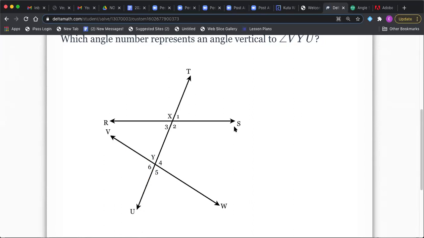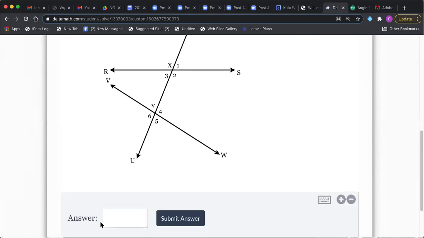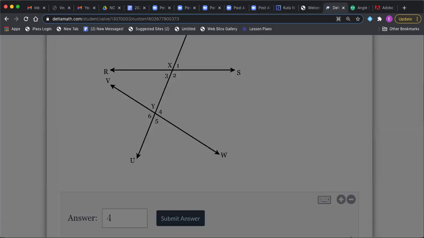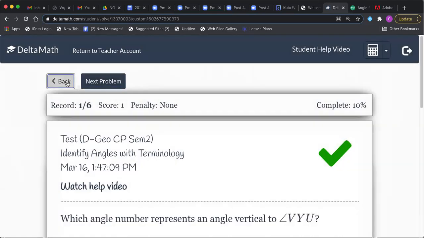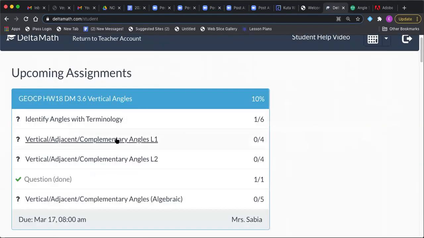They want to know who's vertical to angle 6. So in this diagram, the only one vertical to angle 6 is 4, right? The across the way neighbor. The sides make that nice X. Yes, so 4 is going to be my answer. That's the one that's vertical to the one they're talking about. VYU. Across the way is angle 4. So I come down here and I just pop in 4. Okay, let's try. So I think you have 6 that are similar to that, just making sure that you know which angles are vertical angles and which ones aren't.